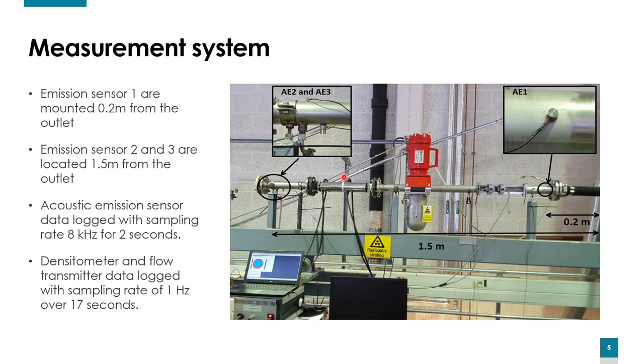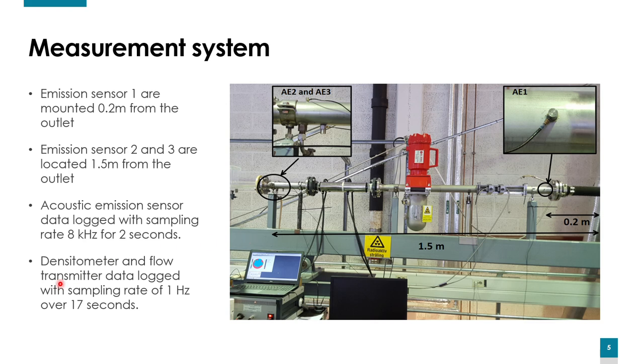When we log this data, it has been done in two different ways. The emission sensors have been logged by an oscilloscope for approximately 2 seconds. There are 16,000 samples, and that gives approximately an 8 kilohertz sampling rate. The densitometer and flow meter have been logged into MATLAB, where we have approximately 17 samples over 17 seconds. So that gives a sampling rate of 1 hertz.